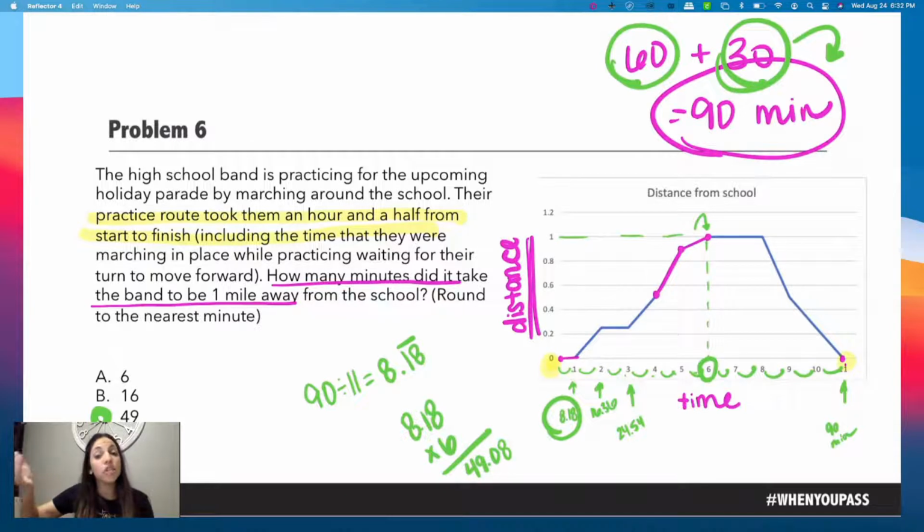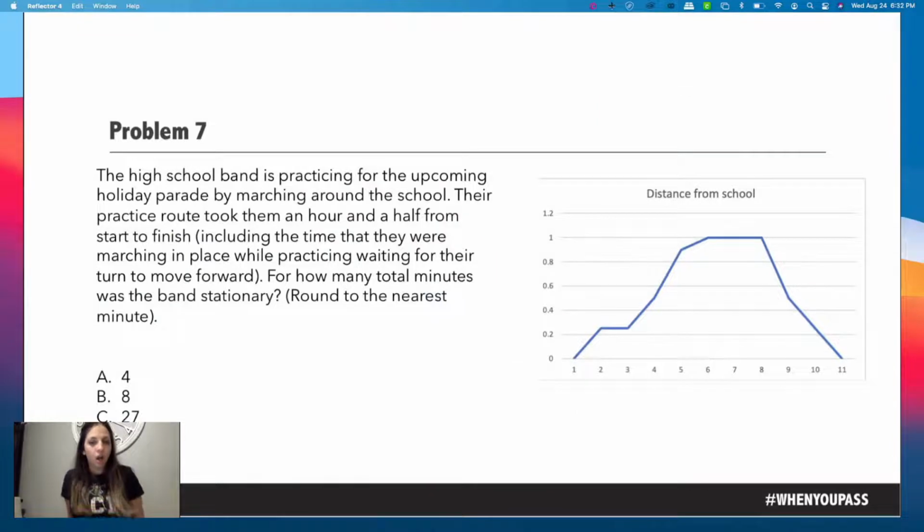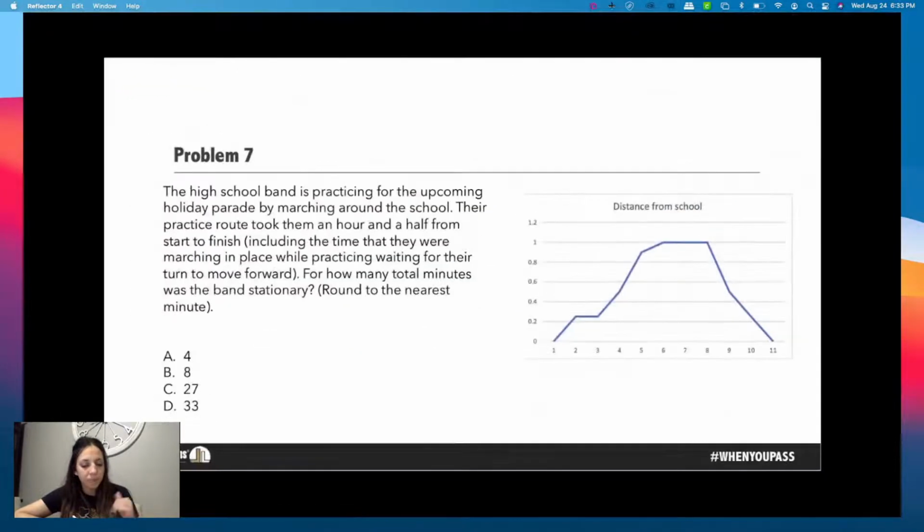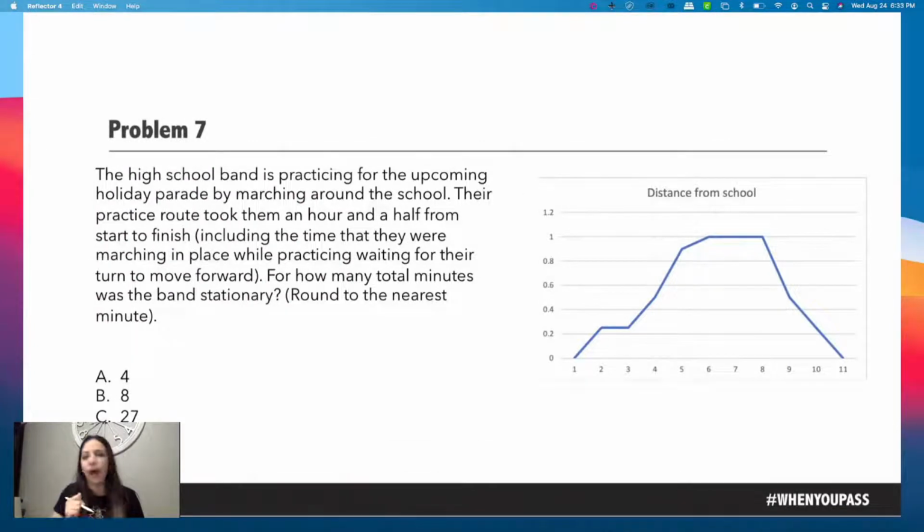All right, let's answer another question about this same graph. It's not going to take us as long to discuss this because we've already discussed how to interpret the graph. So now we just need to answer the question. The high school band is still practicing for the upcoming holiday parade. It still takes them an hour and a half from start to finish. So we know that each of these time intervals equals 8.18 minutes, and that this is time and that this is distance.